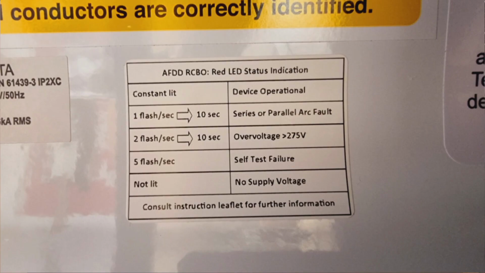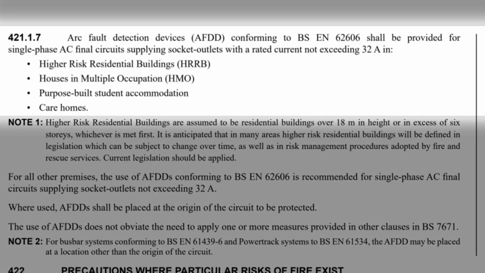So, having learned about AFDDs and what they will and won't protect against, we need to consider what BS7671 says about AFDD use in installations. 421.1.7: arc fault detection devices conforming to BS EN 62606 shall be provided for single-phase AC final circuits supplying socket outlets with a rated current not exceeding 32 amps in higher risk residential buildings, houses of multiple occupation, purpose-built student accommodation, care homes. So notice there the word shall was used.